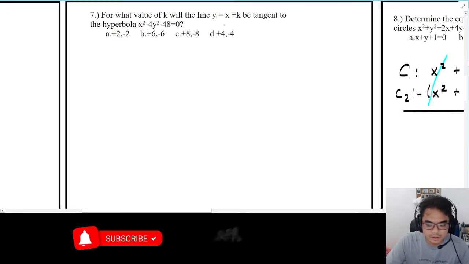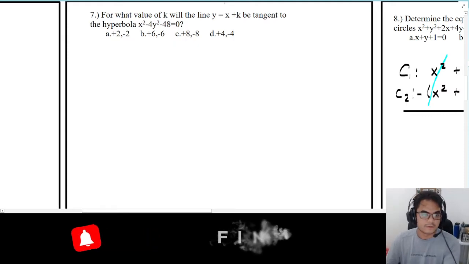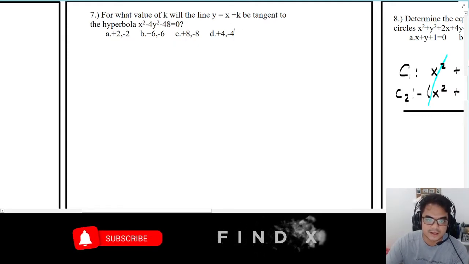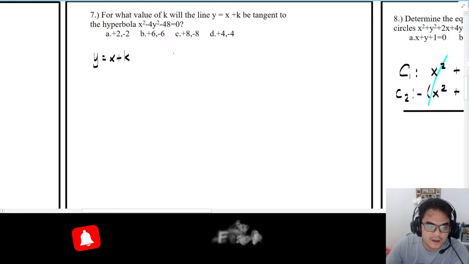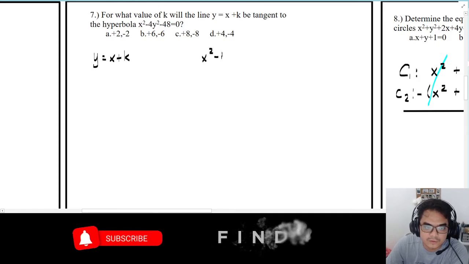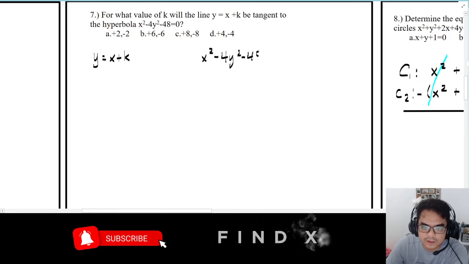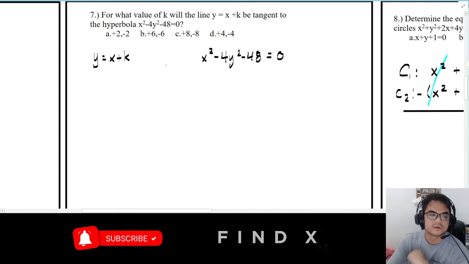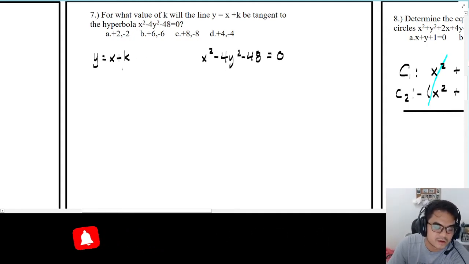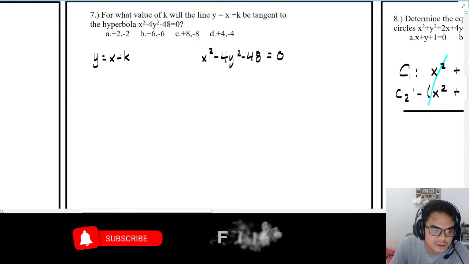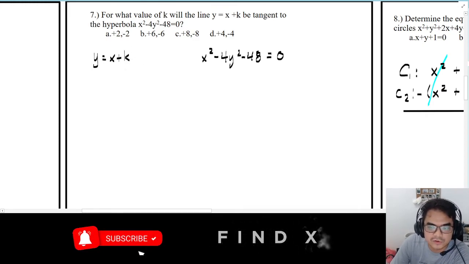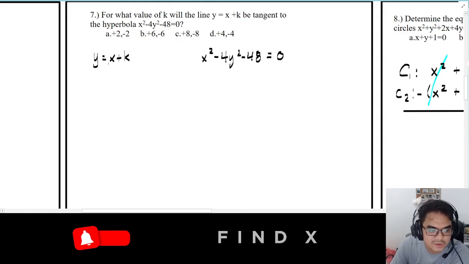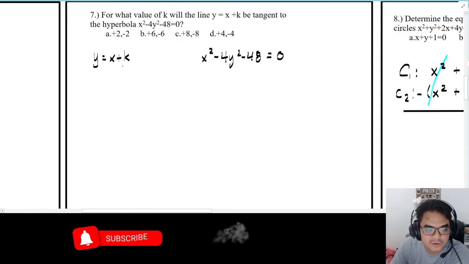Here, for what value of k will the line y equal to x plus k be tangent to the hyperbola x squared minus 4y squared minus 48 equal to 0? Therefore, what we are looking for is the k here. Remember that in y equal to x plus k, your k is also your y-intercept. This is your slope-intercept form, originally y equal to mx plus b.